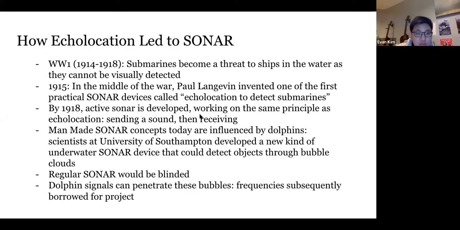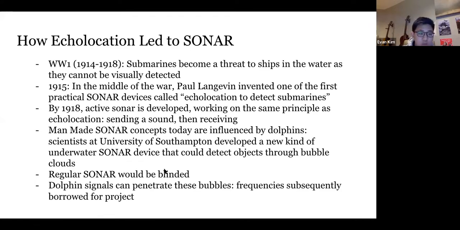By 1918, which was kind of too late to make a real impact on the war, but it was revolutionary in the scientific community nonetheless, active sonar was developed, working on the same principle as echolocation, sending a sound and then receiving. Man-made sonar concepts today are influenced by these same principles put to use by dolphins. For example, scientists at the University of Southampton developed a new kind of underwater sonar device that can detect objects through bubble clouds. Dolphins have the ability to penetrate things like bubble clouds with their echolocation frequencies.